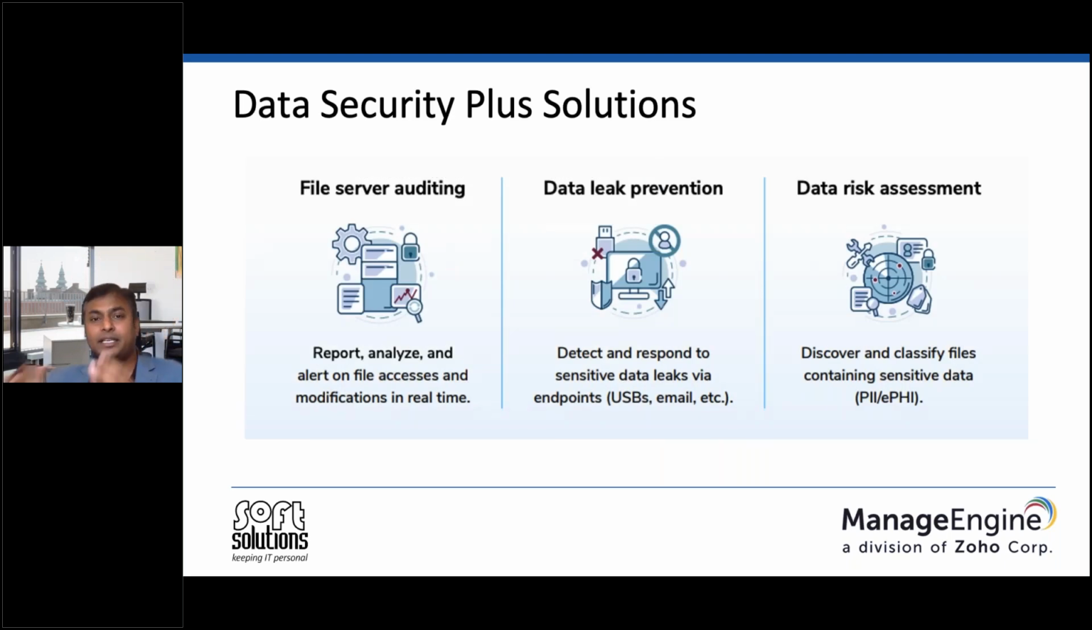Sweet. So our data security solution comes in three different categories. One is the file server auditing, which is pretty evident for any organization to audit their file servers. What it does: report, analyze, monitor, and alert on any critical activity that's happening in the file servers. Then we have to protect and prevent any data leak that's happening in the organization. So any data that is transferred to a printer or printed out, transferred to a USB, shared via email, etc. Those things need to be tracked. We should avoid and prevent it.